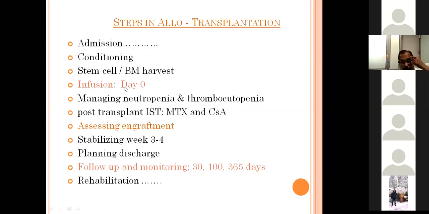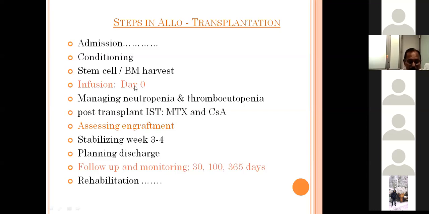Infusion is the day 0. Day 0 is the day when you infuse the collected hematopoietic stem cells, whether it is bone marrow or peripheral blood or cord blood. Day 0 is the 0 where you infuse the stem cell. और उसके बाद के जो days हैं, they are called day plus 1, plus 2, plus 3, plus 4, and so on. Day plus 365. They are important. 1 year is important.